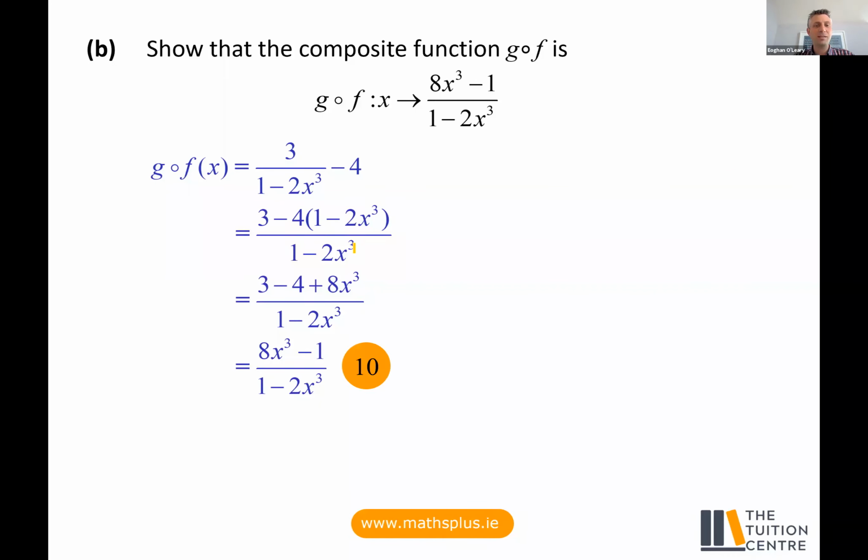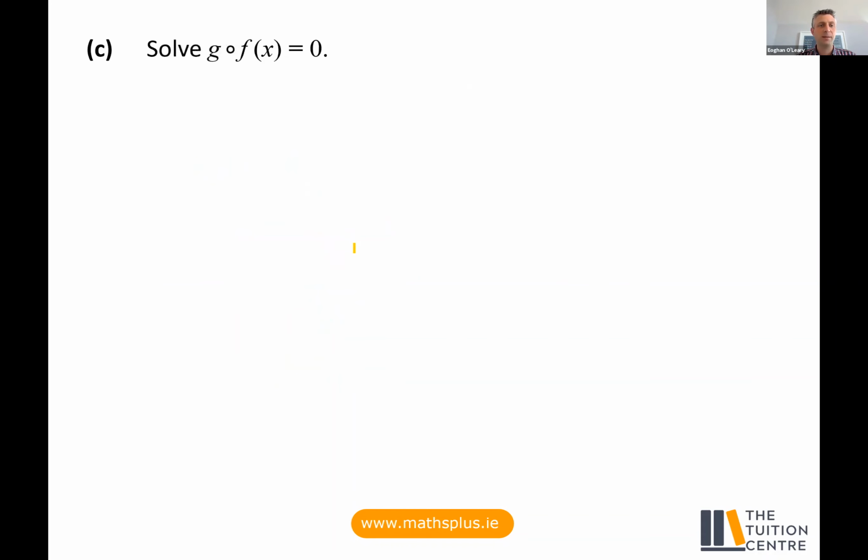Okay, and that was a 10 marker. You have to know what to do. Again, it's not one that you're going to guess, but I would say not too bad for 10 marks.